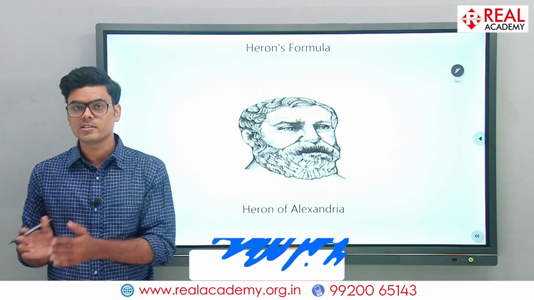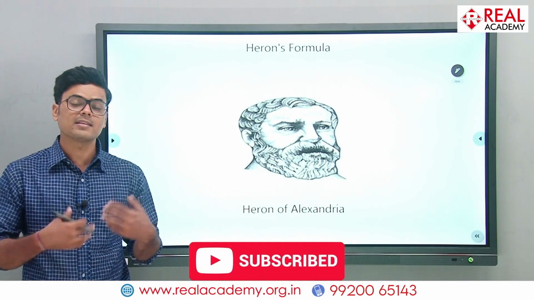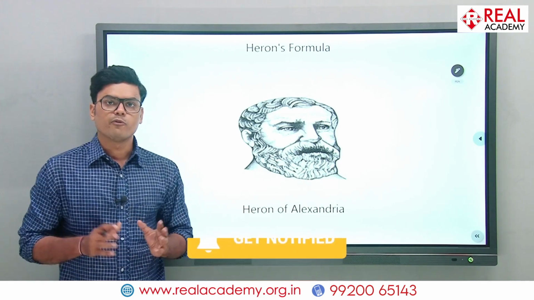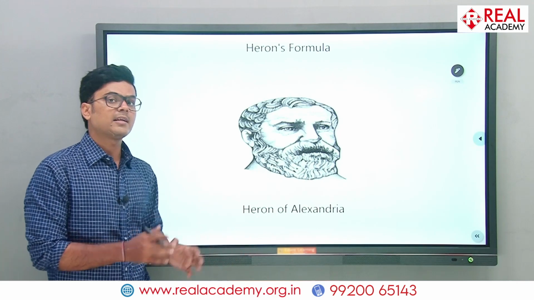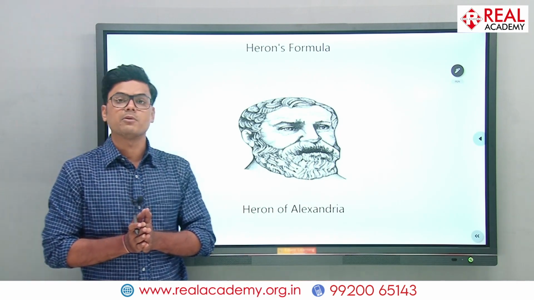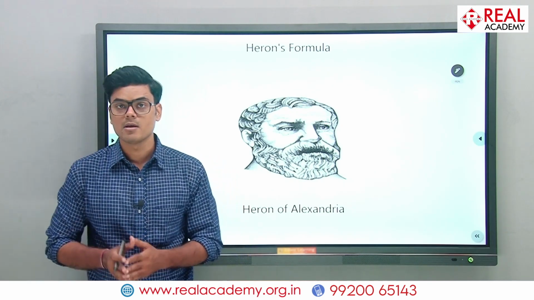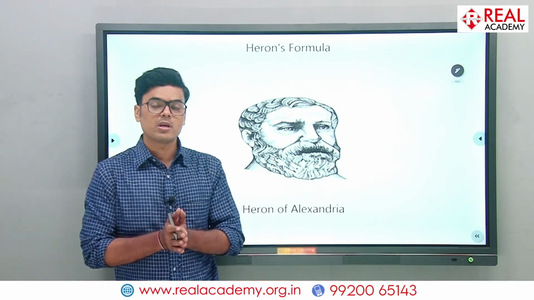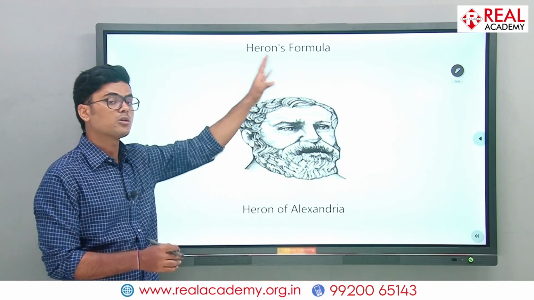Basically, he is a Greco-Egyptian mathematician who is often credited with other scientific inventions as well. For example, the windmill that we know today, he is often credited with the original design for that windmill. So apart from being a mathematician, he was also an engineer and inventor. So he was a great personality. Today we will be discussing one of his formulas, which is a very famous formula known as Heron's formula.